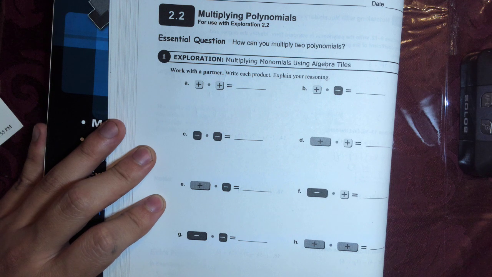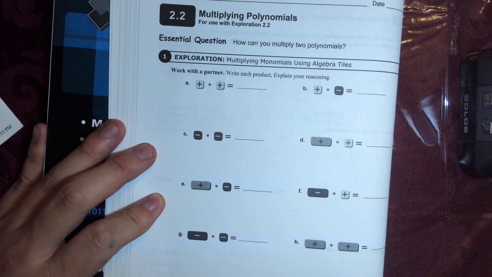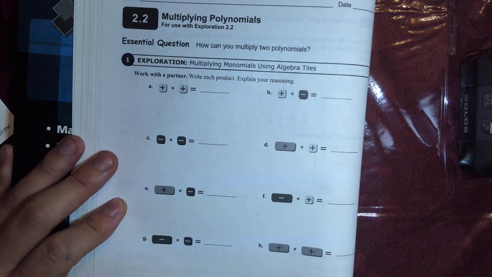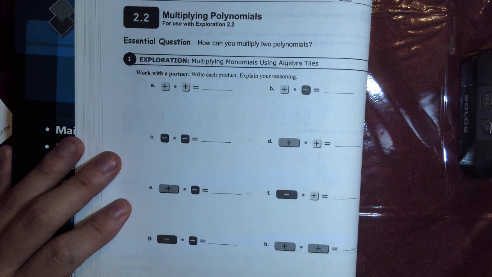Alright guys, we're on page 38, section 2.2 of your student journal. How can you multiply two polynomials? So the last thing we did was adding and subtracting, which is an essential skill for multiplying.